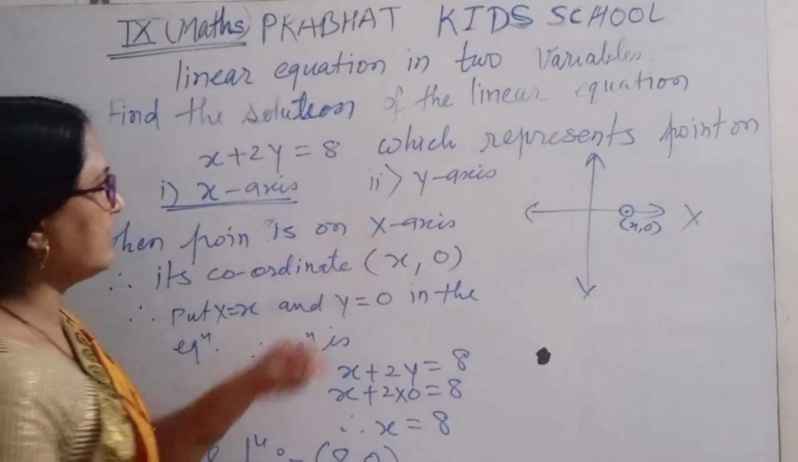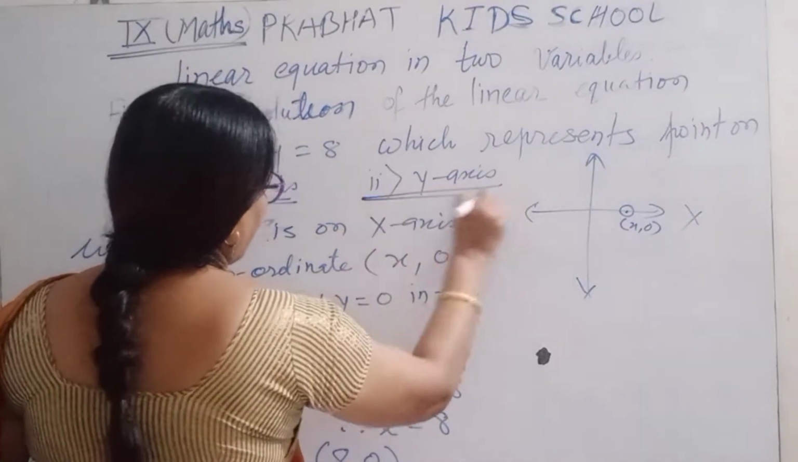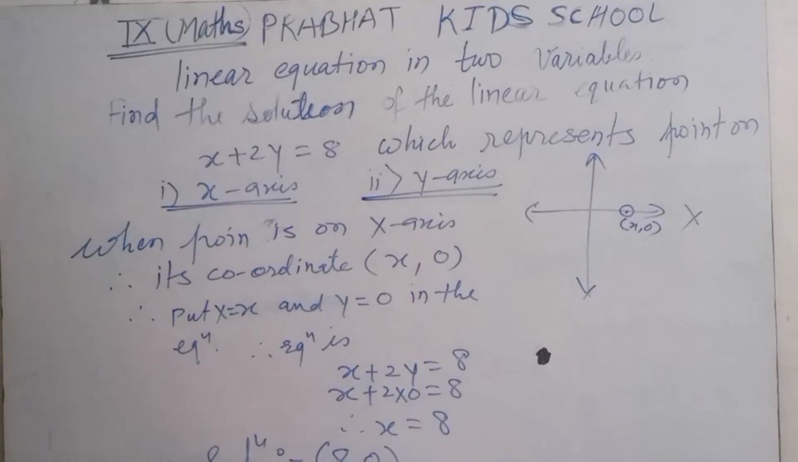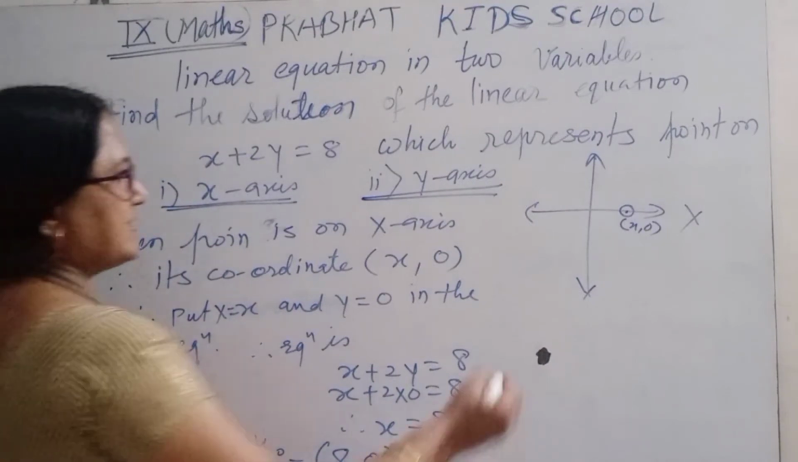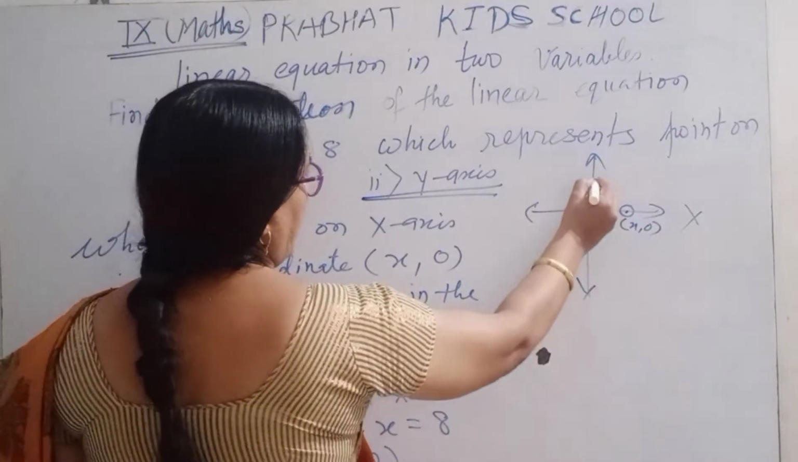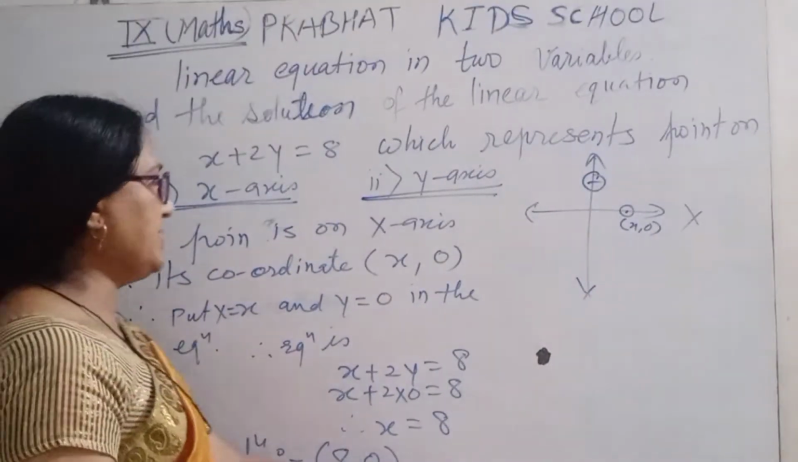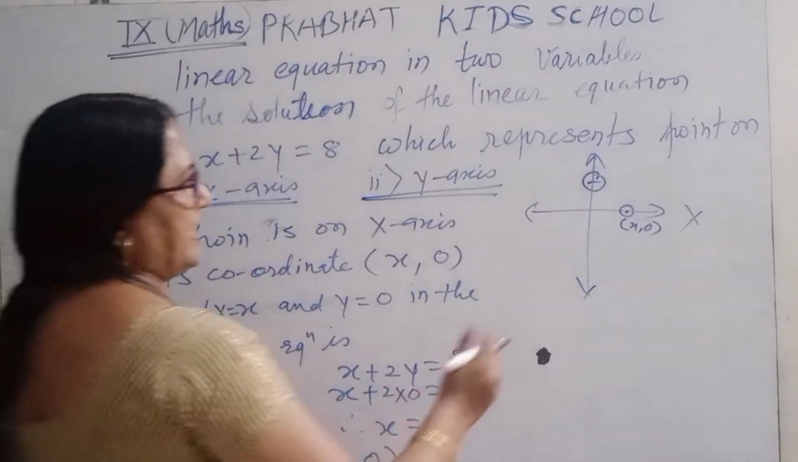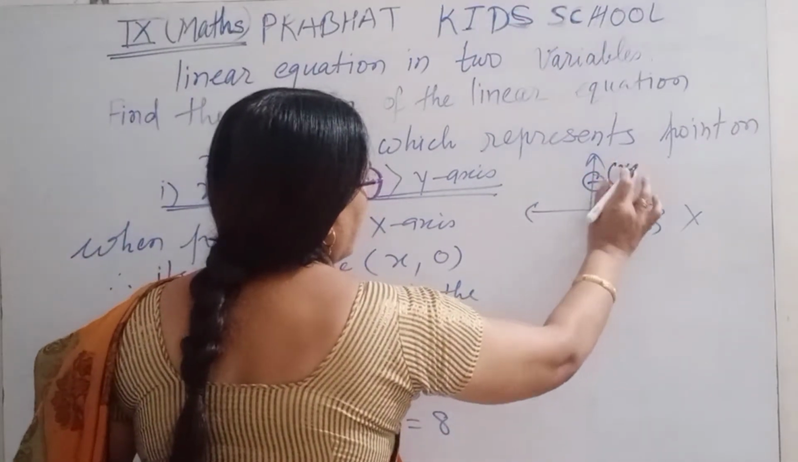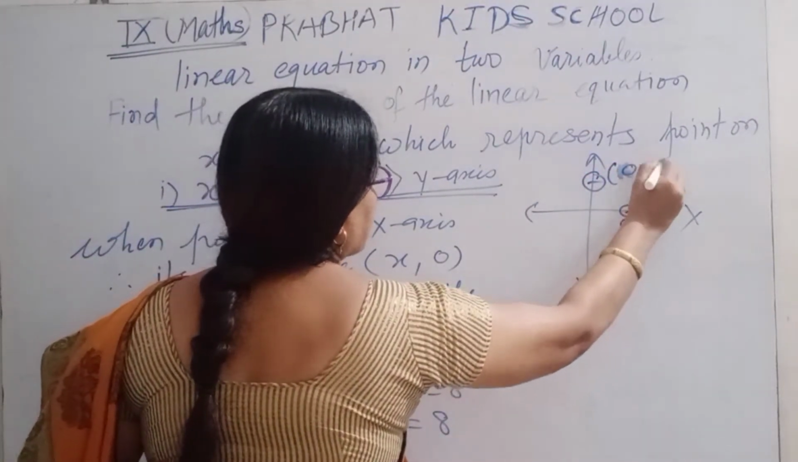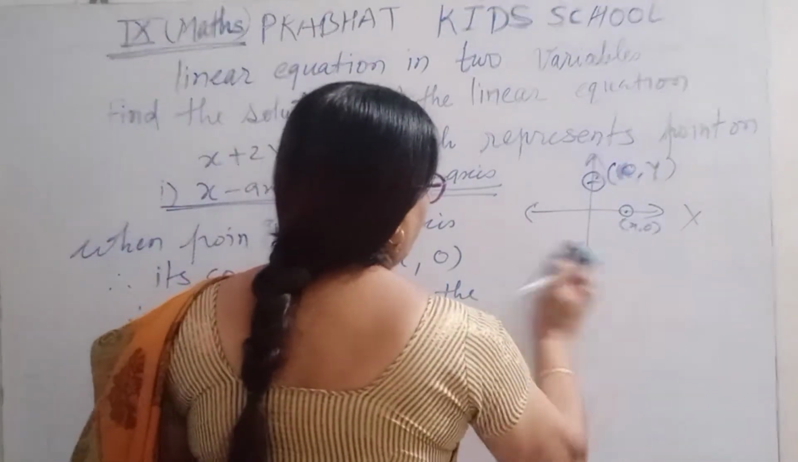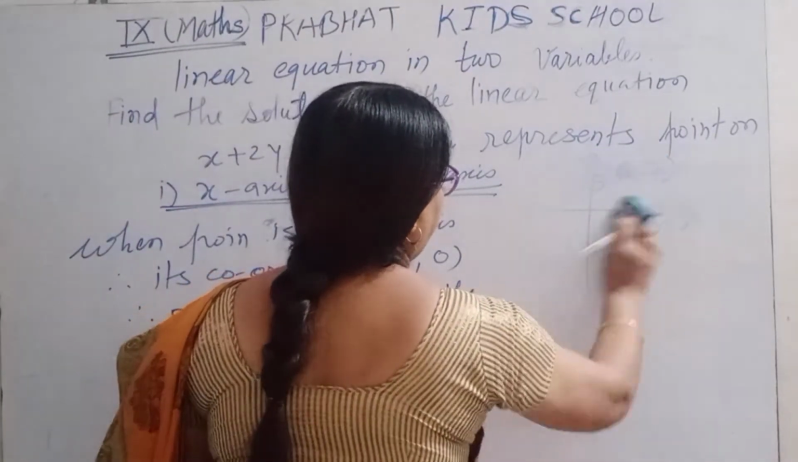Now second point. When the point is on y-axis, x coordinate is 0. When point is on the y-axis, then its x coordinate is 0. Okay. So we are using this point here.